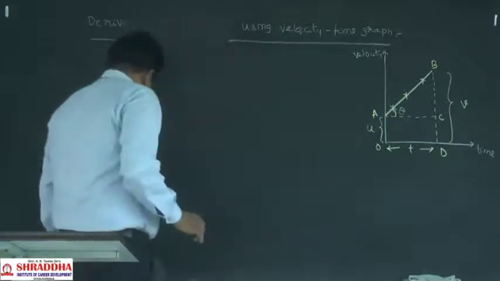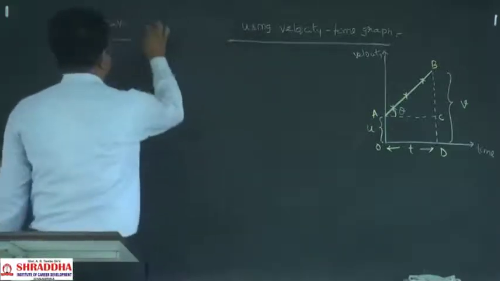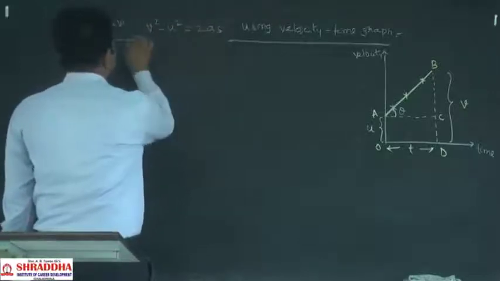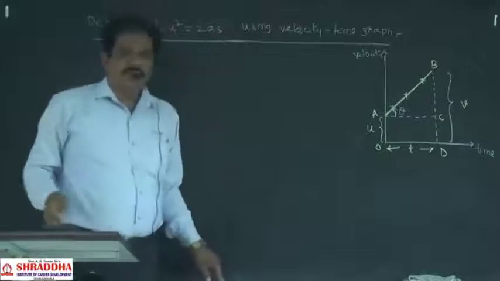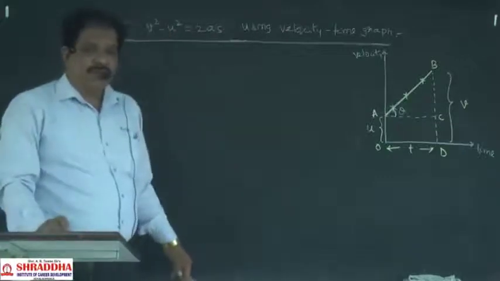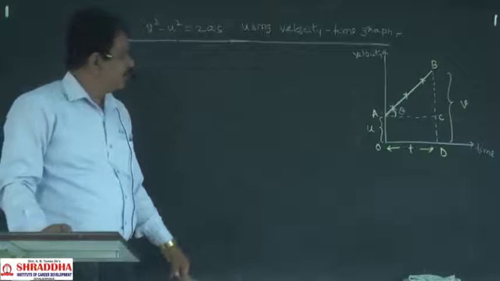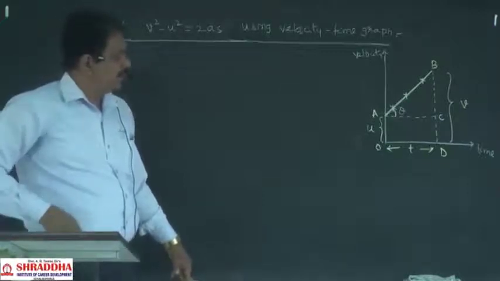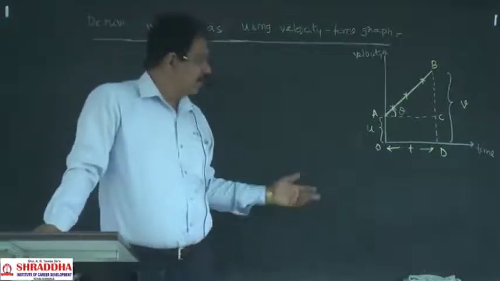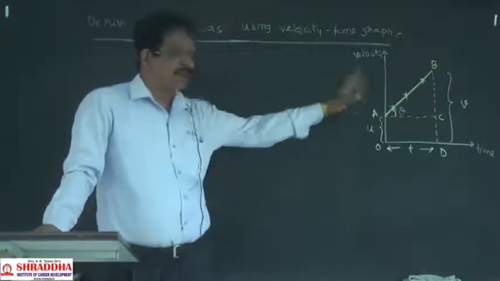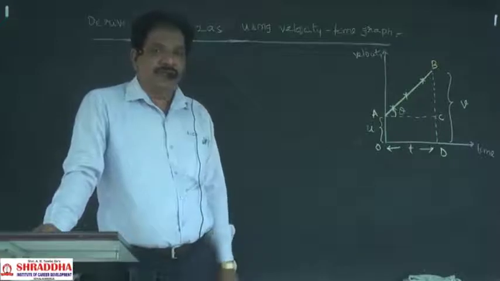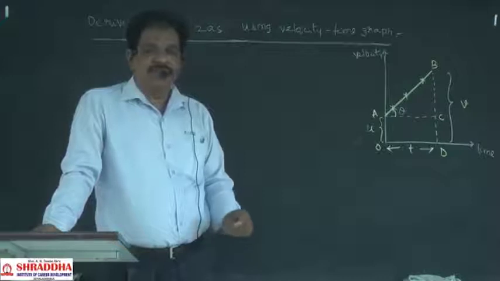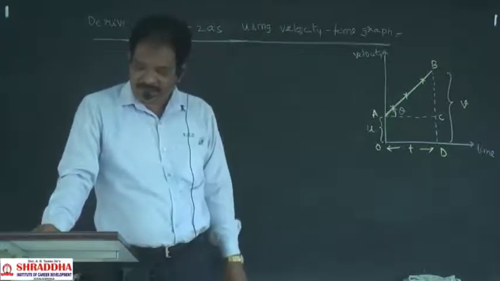Next, derive v square minus u square = 2as using the velocity-time graph. Clear? Then what we do is the same content: consider a body having initial velocity u, moving with uniform acceleration a.